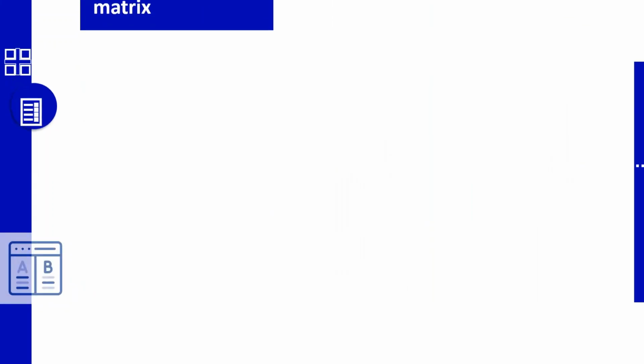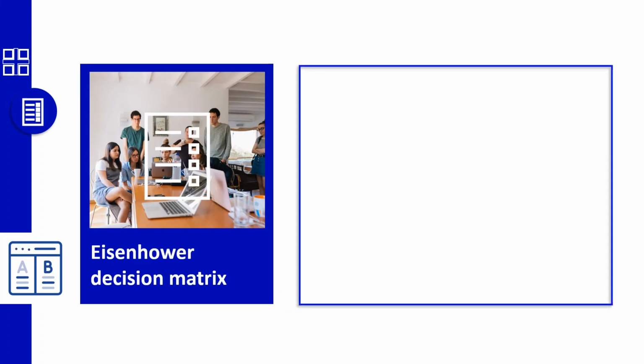Second, applying the Eisenhower decision matrix can help you to make decisions about which tasks to work on first. The Eisenhower decision matrix is a simple tool that allows you to categorize your tasks into 4 quadrants based on their importance and urgency.